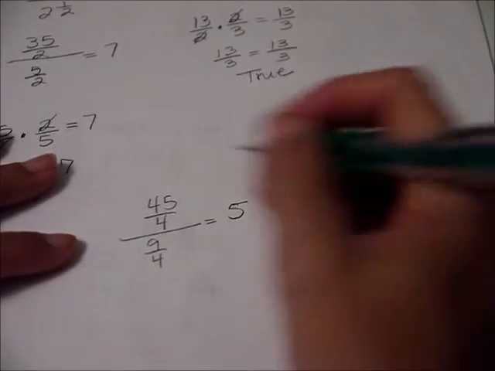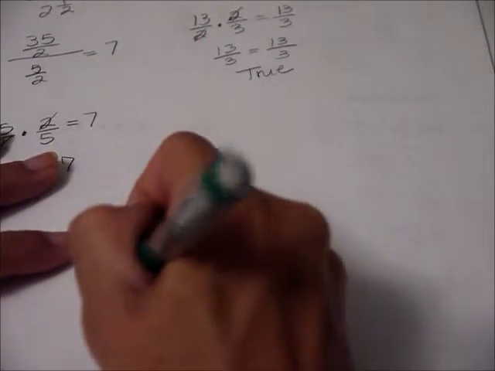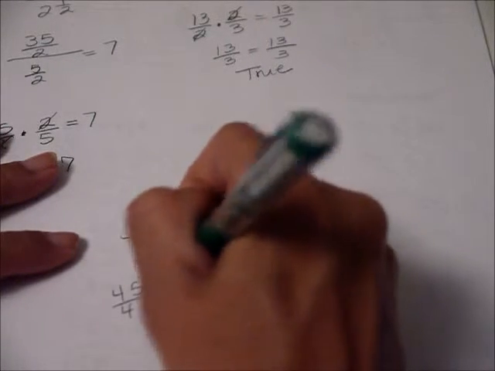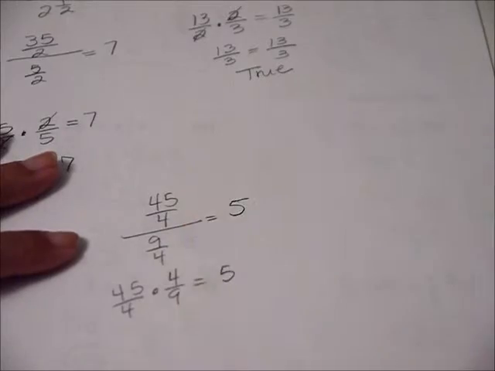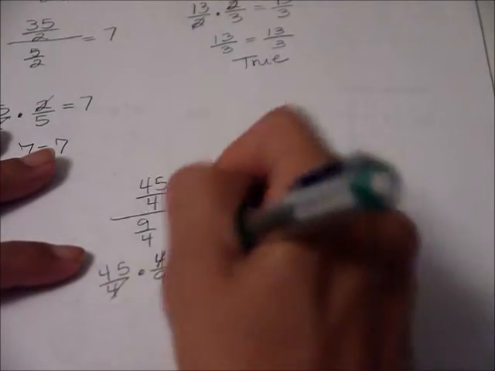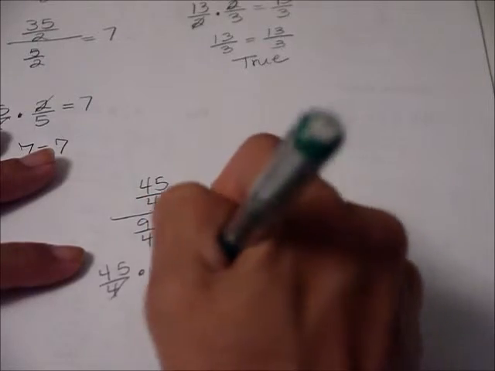And does that equal 5? We're going to go ahead and try it. Remember, this means 45/4 times the reciprocal, 4/9. And does that equal 5? Yes, I can already see. Those go away. 45 divided by 9 is 5. So we got the right answer.